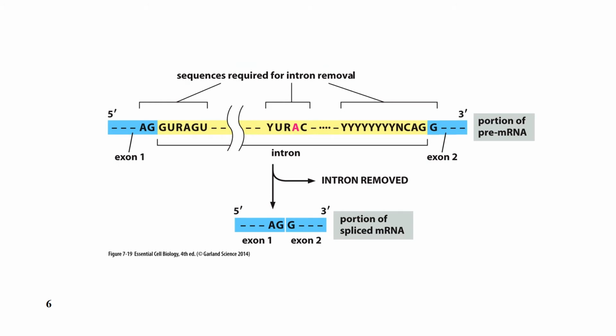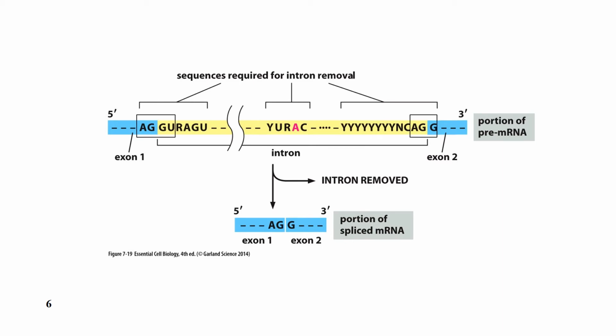However, I want to point out the sequences that are going to be required for intron removal. I'll also point out that in all of the images that I'm showing you in this process, we're going to keep the same color coding. The exons are always going to be identified in blue, and the introns are always going to be identified in yellow. The branch point A is always going to be highlighted as red.